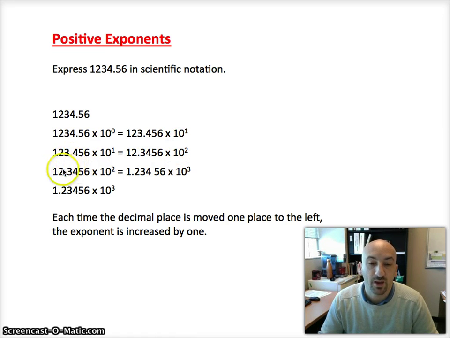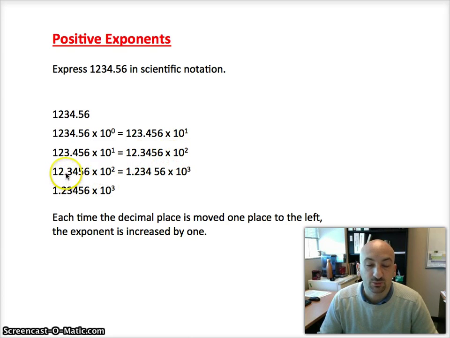If you move the decimal back to the left one more spot, we go from 123.456 times 10 to the first to 12.3456 times 10 to the second. We've now moved the decimal a total of 2 spots, from between the 4 and the 5 to between the 2 and the 3, and so we have times 10 to the second.